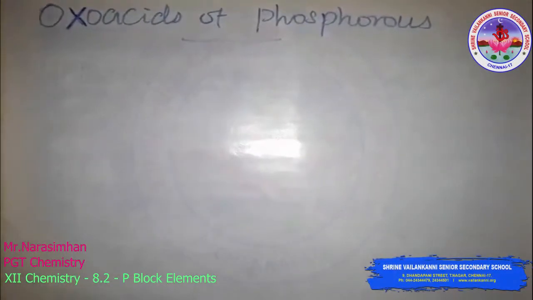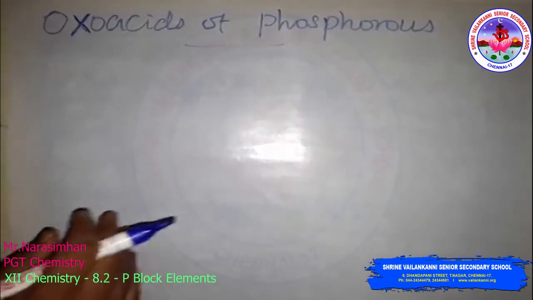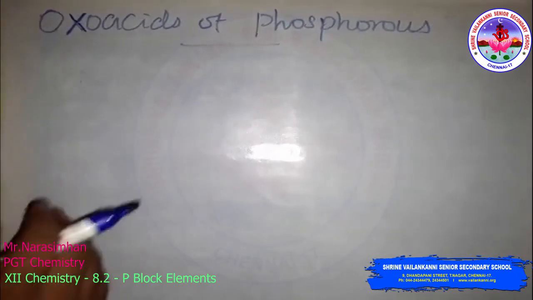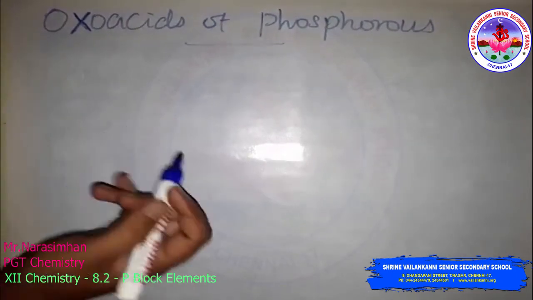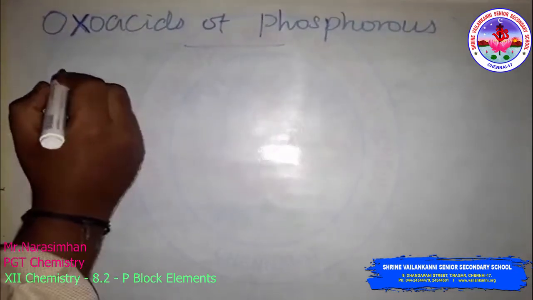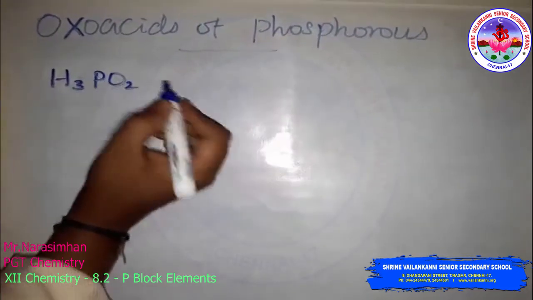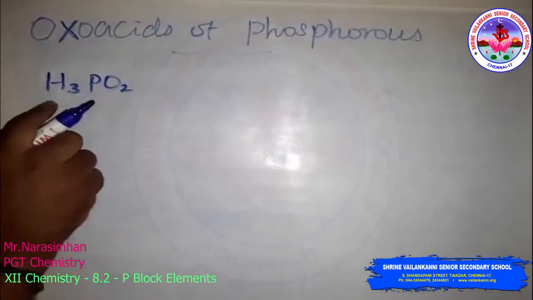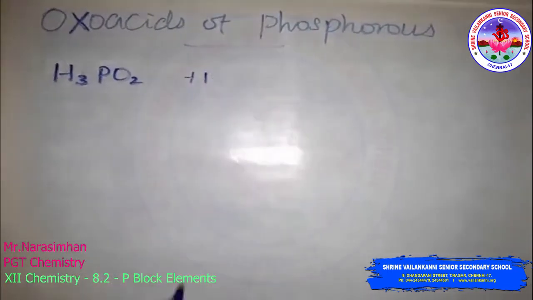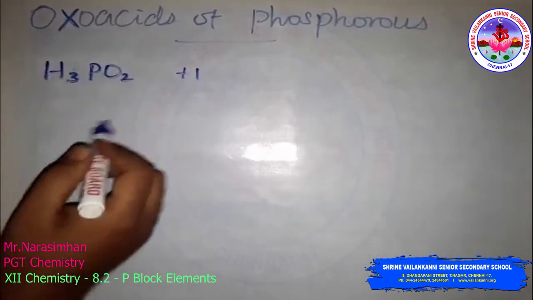Oxo acids of phosphorus. Phosphorus forms a large number of oxo acids. Some important compounds we will discuss here. First, phosphinic acid, or hypophosphorus acid. The formula is H3PO2. Here, the oxidation state of phosphorus is +1. And we will see the structure later.